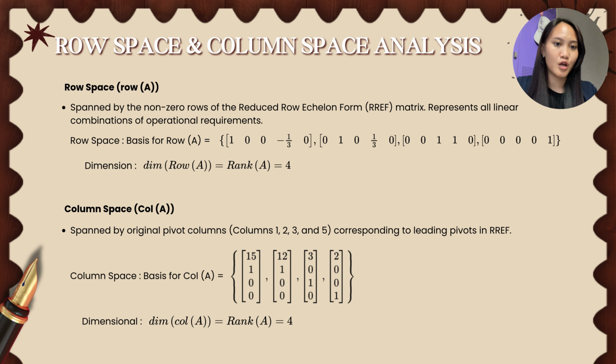And next, we evaluate the column space. Spanned by the original pivot columns, specifically columns 1, 2, 3, and 5, corresponding to the leading variables, the column space gives us the basis vectors shown here. Just like the row space, the dimension of our column space is also equal to the rank, which is 4. This consistency confirms that our 5 menu items are structurally robust enough to map out a 4-dimensional target requirement vector.